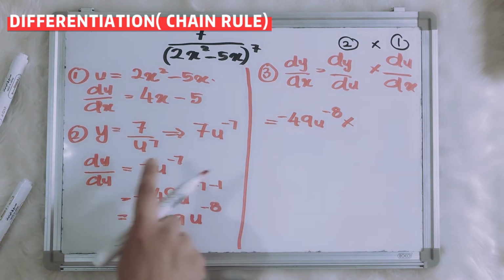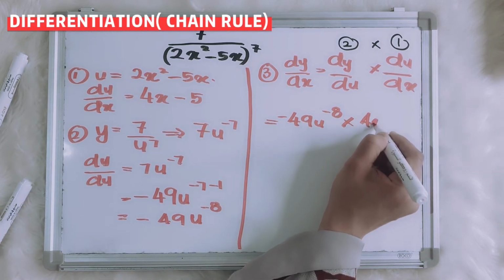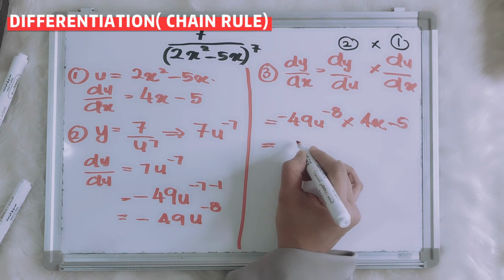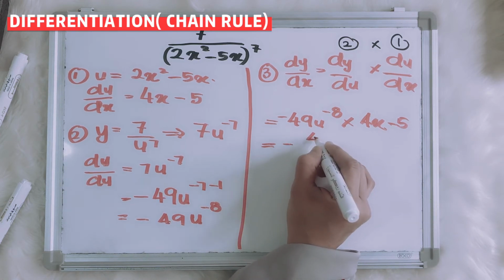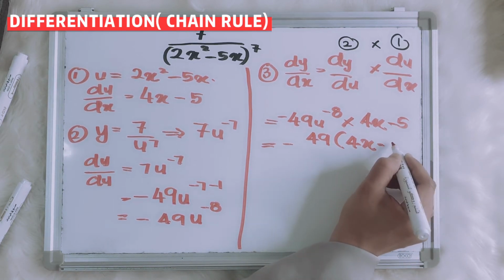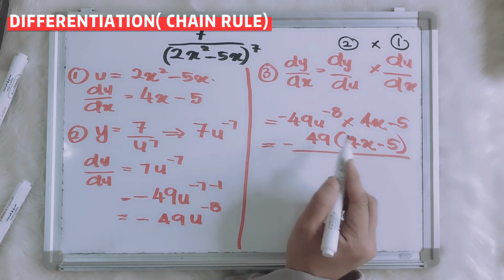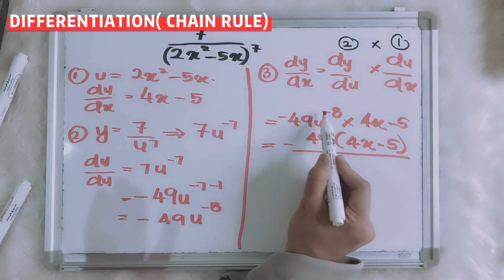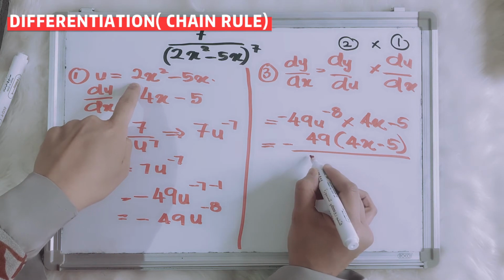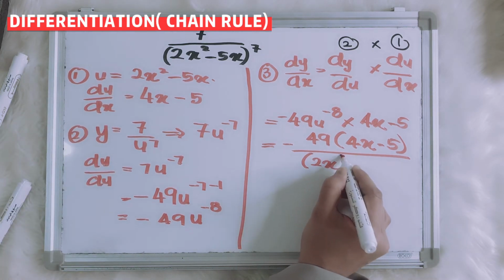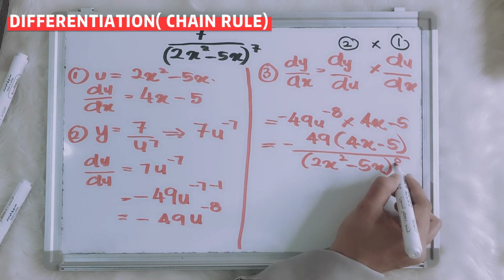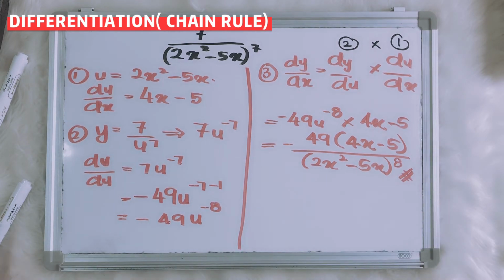You multiply with du over dx, which is 4x minus 5. So now you will have negative 49, put in the bracket because you multiply here, 4x minus 5, u to the power of negative 8. You want it to be positive, so you have to put it back down. Your u, focus here, is 2x squared minus 5x to the power of 8, right? All right.